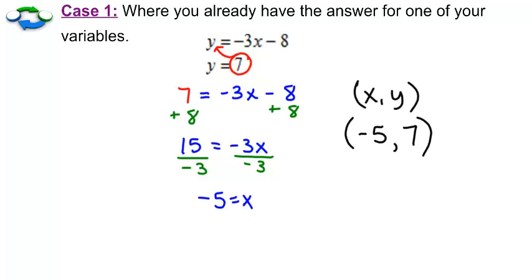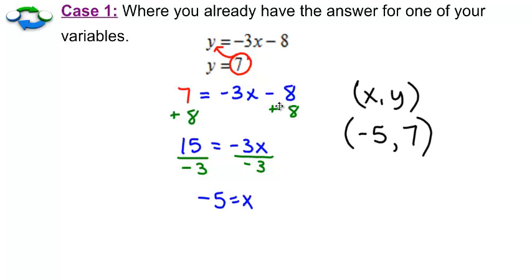In the first case, we are looking at an example where you already have the answer for one of the 2 variables you're looking for. In this case, we already know that y is equal to 7. So we are going to substitute 7 in where we see y in the other equation. So instead of it reading y equals negative 3x minus 8, it now reads 7 equals negative 3x minus 8.